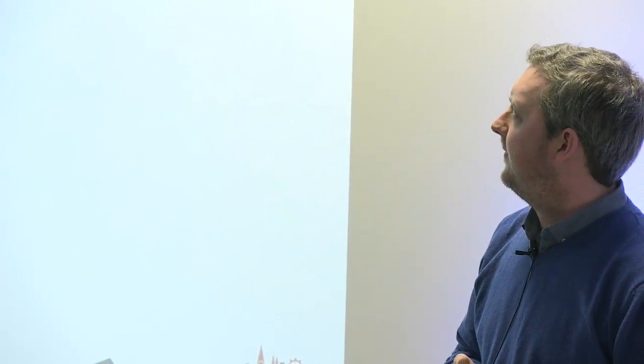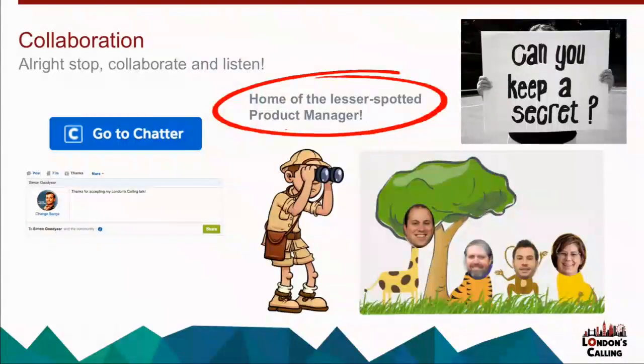So the secret or the hack for collaboration is this: it's a great place to find the lesser spotted product manager. If you have a particular question on a certain product or feature, then try and find a group. A lot of the Salesforce products have groups that revolve around that feature. And a lot of the time, the owners of those groups are going to be the product managers, the people that own those products and know them best. So post your question in there.